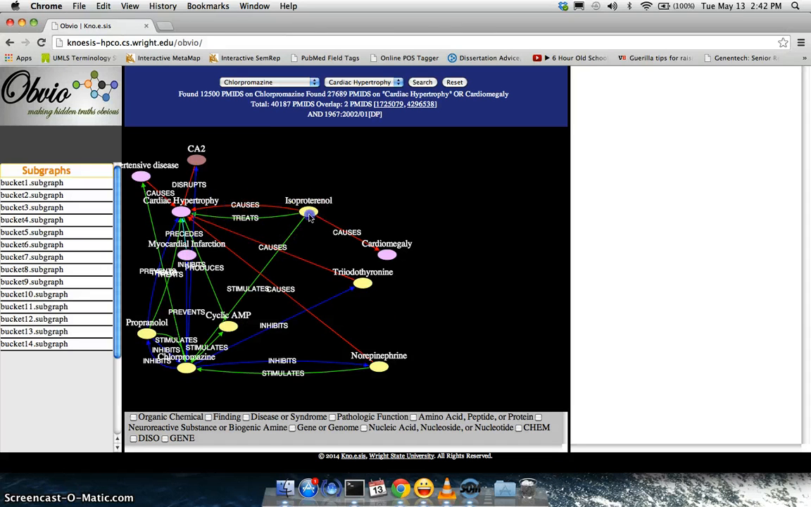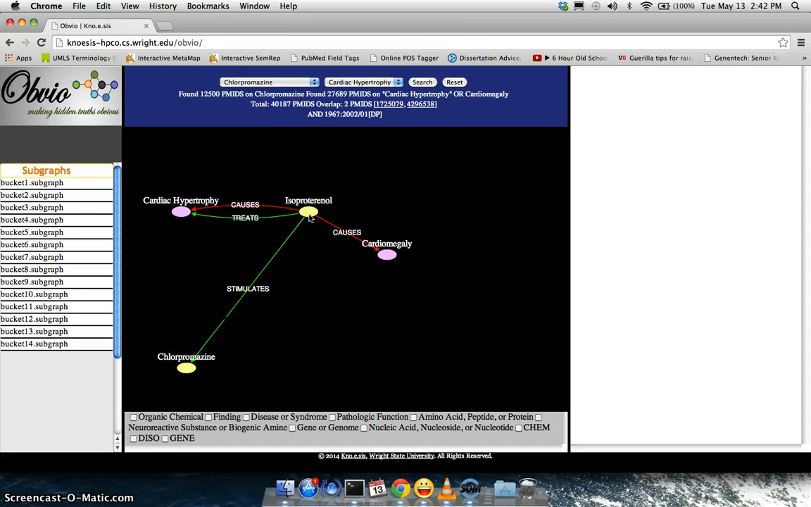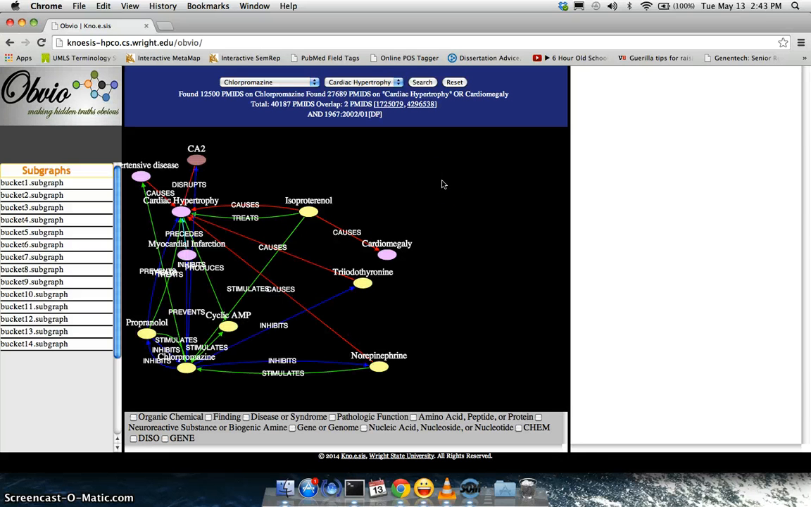Notably, the association among chlorpromazine, isoproterenol, and cardiac hypertrophy was the second unknown association discovered and reported by Wren in 2004. Using the approach developed in Obvio, 8 out of 9 existing scientific discoveries have been recovered, which are showcased in this web application. We thank you for watching.